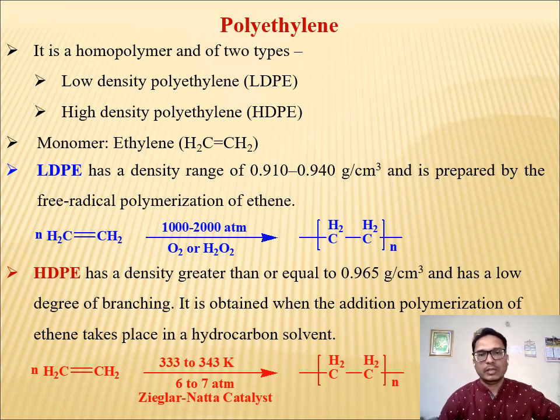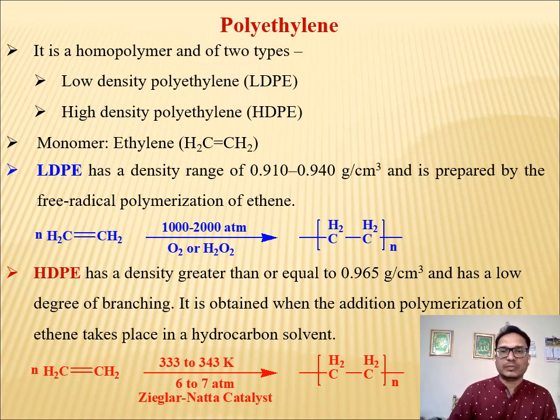The low density polyethylene has a density in the range of 0.91 to 0.94 gram per centimeter cube and is prepared by free radical polymerization of ethene. In the reaction, when ethylene is heated in the presence of oxygen or hydrogen peroxide as a catalyst at very high pressure, about 1000 to 2000 atmosphere, it is converted into low density polyethylene.